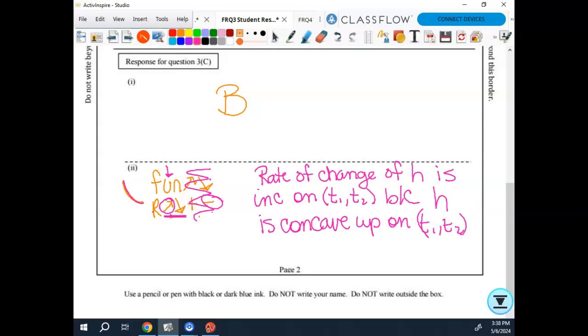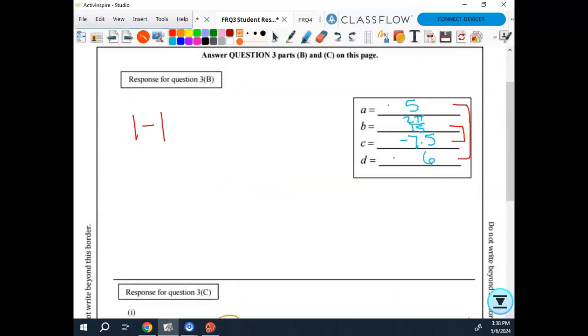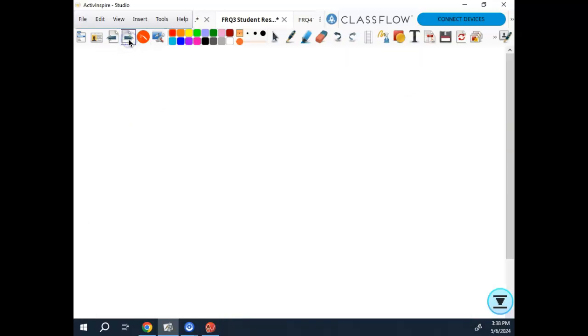Oh, and I lost all the points again. I keep forgetting to put them on here. So you get 1 for increasing, and 1 for why. You get 1 for B. We already talked about the 1-1 here. I did see much improvement on this, but I don't know, still a little questionable. All right, so let's look at FRQ 4.